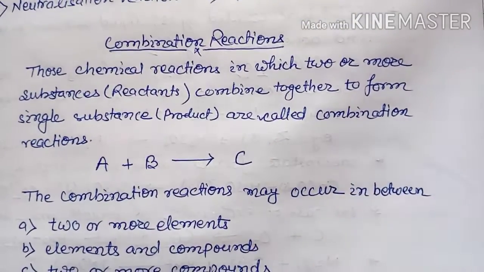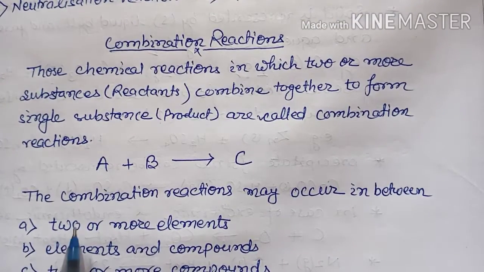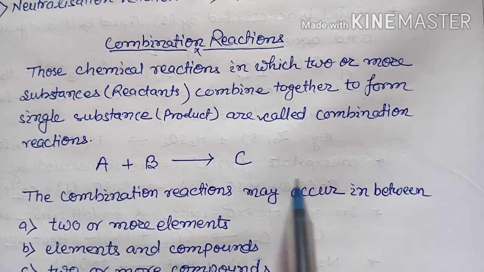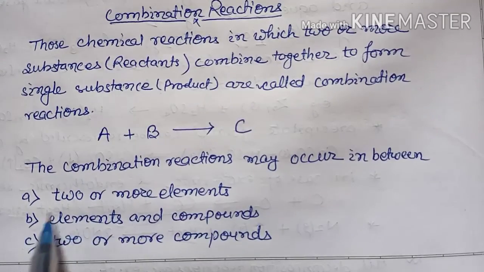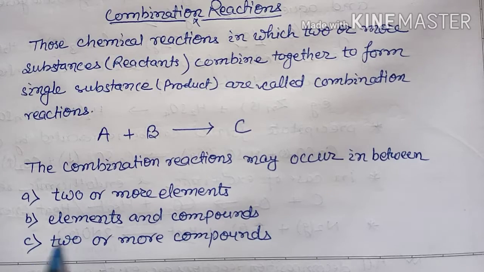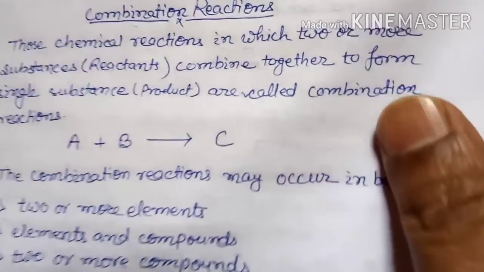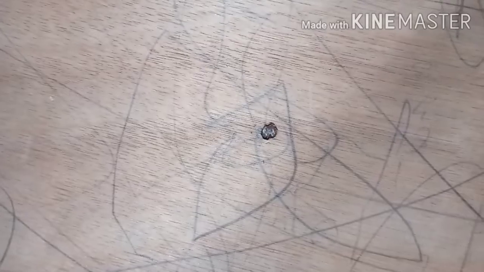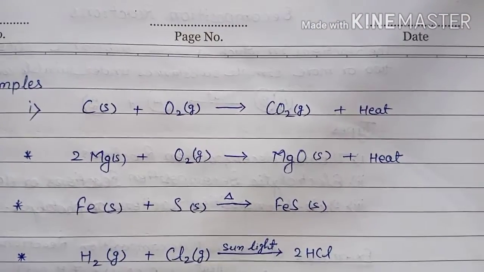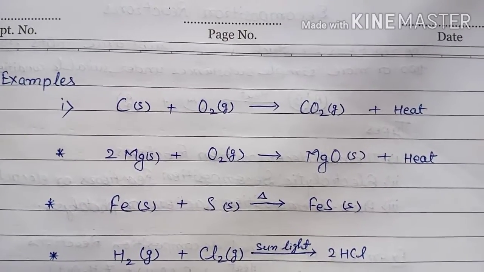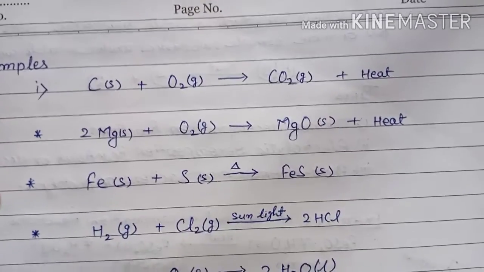The combination reaction can occur under suitable conditions, and combination reactions may occur between two or more reactants, between elements and compounds, and between two or more compounds. Some examples of combination reactions we'll see here.